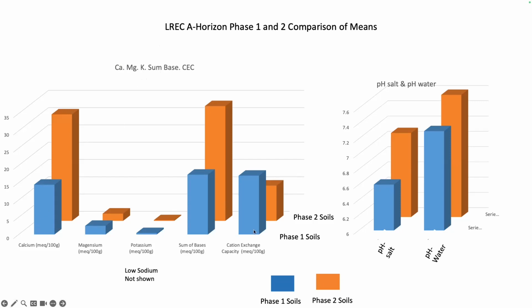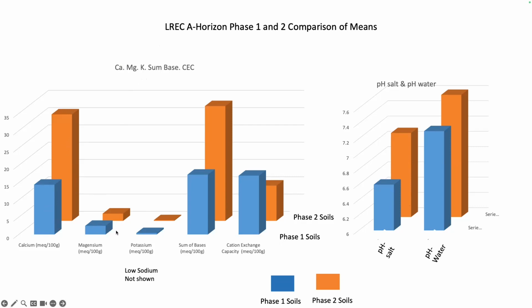And I've changed the axis on here a couple of times. So these are the phase 1 soils in blue, phase 2 soils in orange across here. The units vary so much between these parameters, I had to go with some individual graphs. But as you can tell, there's a huge jump in calcium, as you might expect when you crush up a whole lot of limestone and mix it in with your soil.